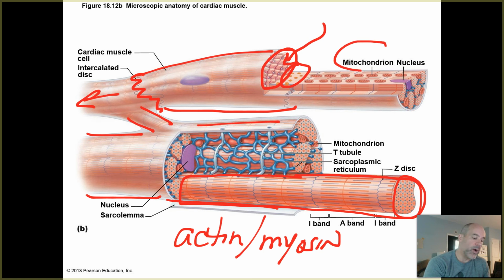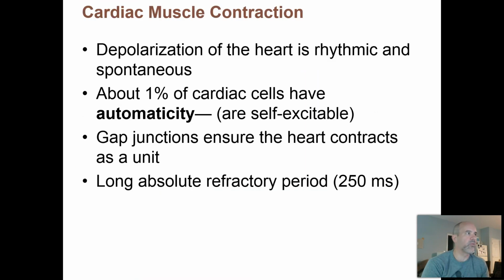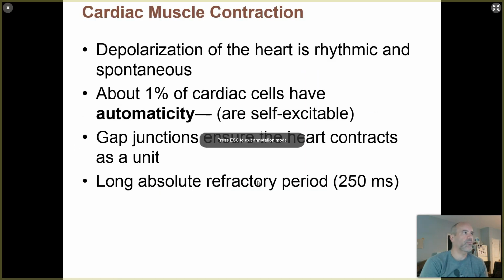Also notice mitochondria. You've got lots of mitochondria inside your cardiac muscle fibers. And what do mitochondria specialize in? They do a lot of cellular respiration, which makes your ATP for energy. So we need a lot of those in our cardiac muscle fibers as well.